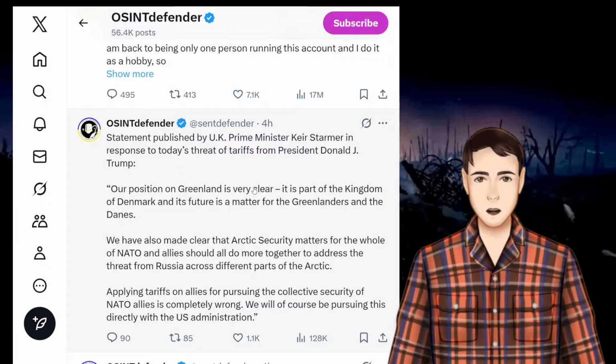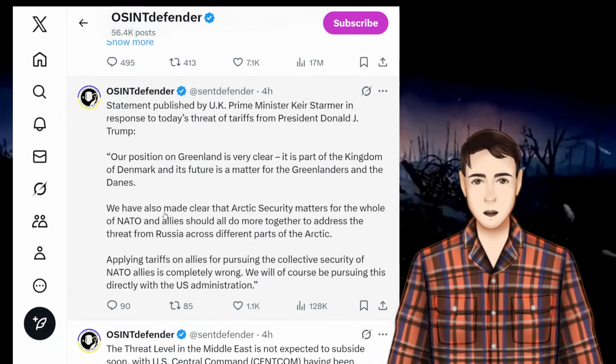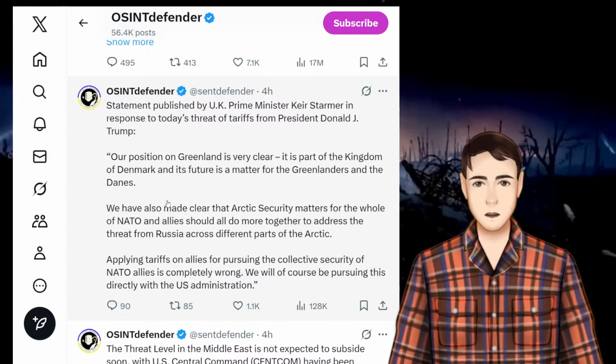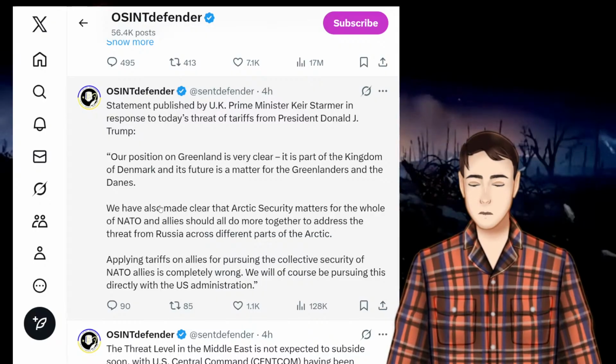Our position on Greenland is very clear. It is part of the Kingdom of Denmark, and its future is a matter for the Greenlanders and the Danes. We have also made clear that Arctic security matters for the whole of NATO, and allies should all do more together to address the threat from Russia across different parts of the Arctic. Applying tariffs on allies for pursuing the collective security of NATO allies is completely wrong. We will, of course, be pursuing this directly with the U.S. administration.